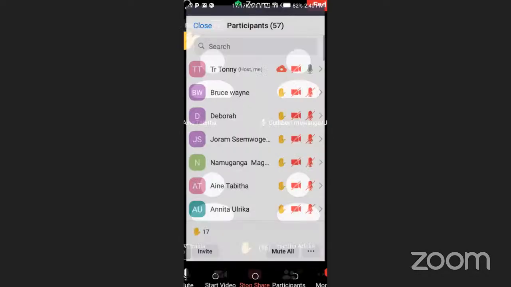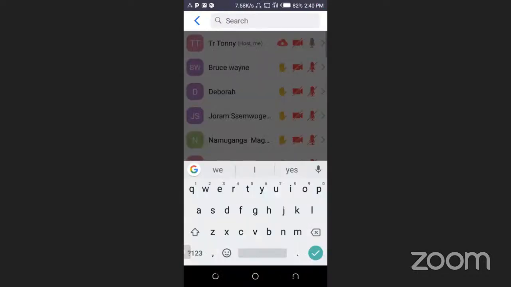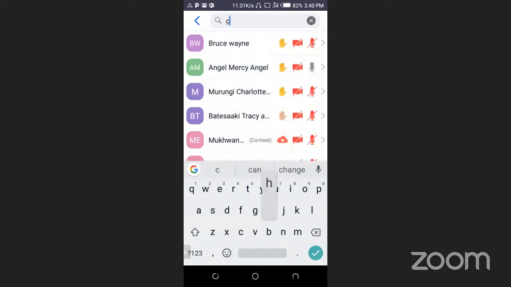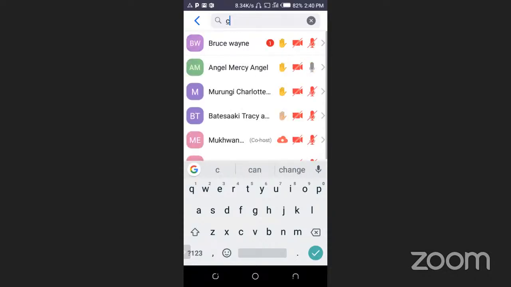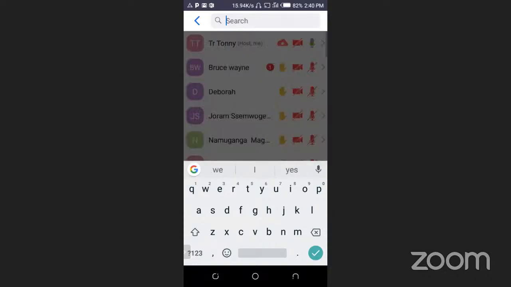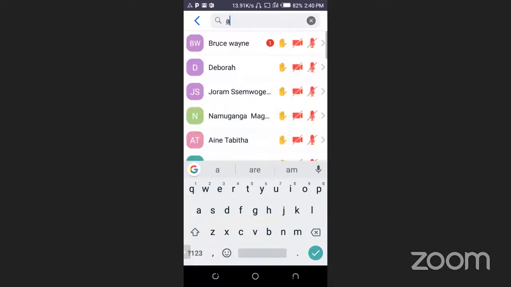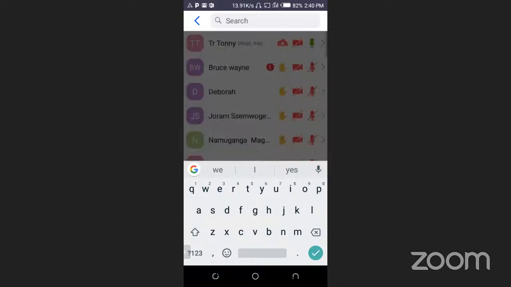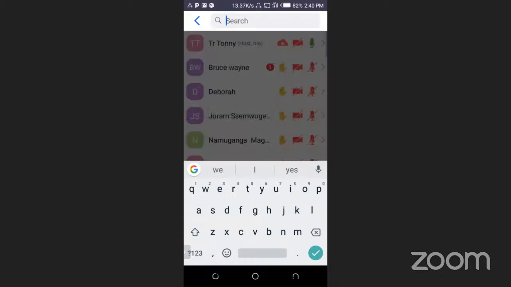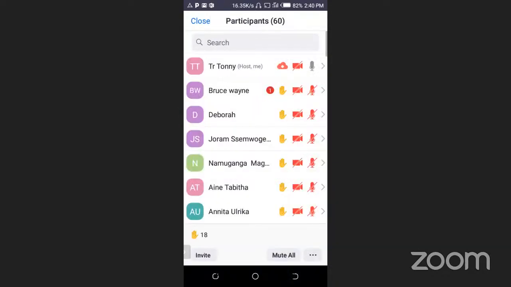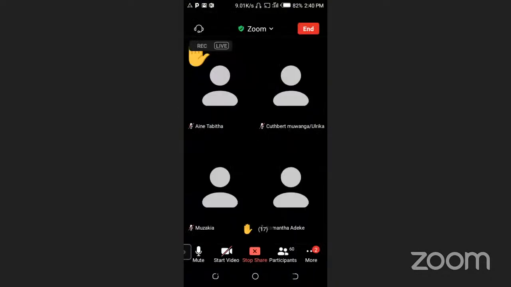Signs and symptoms of cholera. Stomach ache. Severe vomiting. We have stomach ache, okay. Severe vomiting. Severe diarrhea. You can continue. Body weakness. Okay. Dehydration.